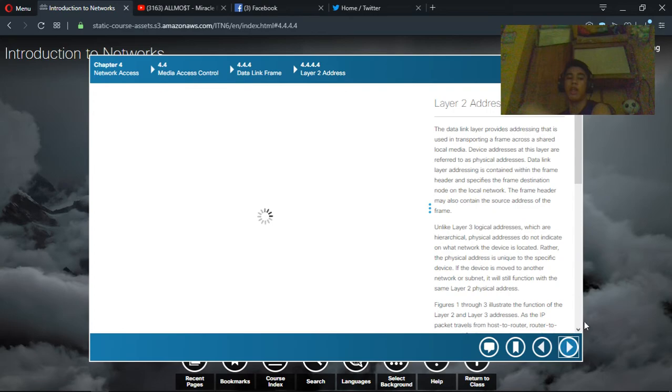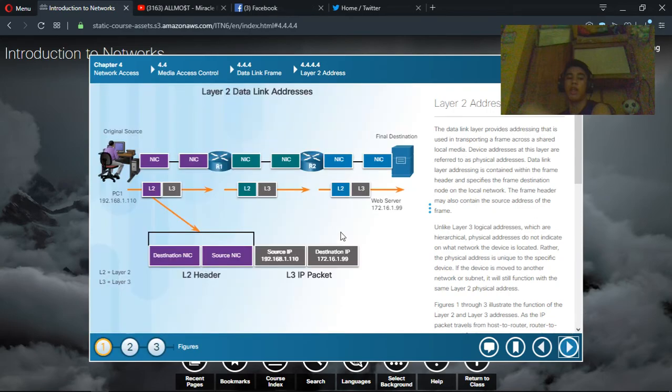The next is layer 2 addressing, the data link. The data link always has a destination MAC address and source MAC address as a layer 2 header, and a layer 3 IP packet with the source IP and the destination IP.